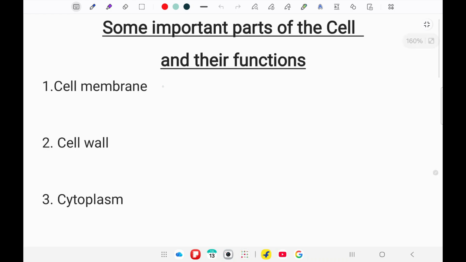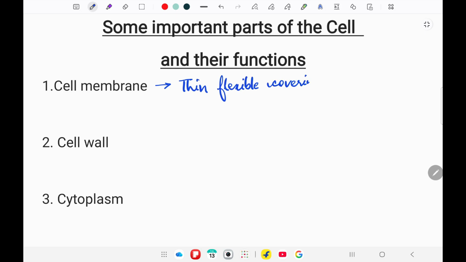Let us discuss some of the important parts of the cell and their functions. The first is the cell membrane. The cell membrane is a thin flexible covering. It is found both in the plant cell as well as in the animal cell, and it controls the movement of substances in and out of the cell.